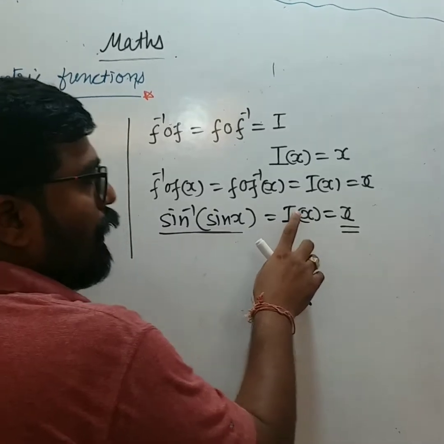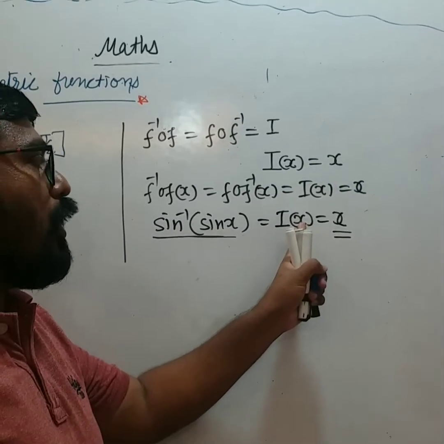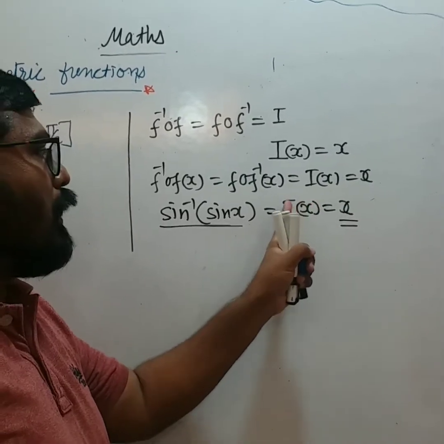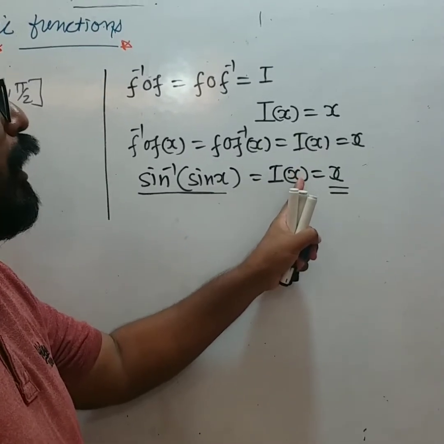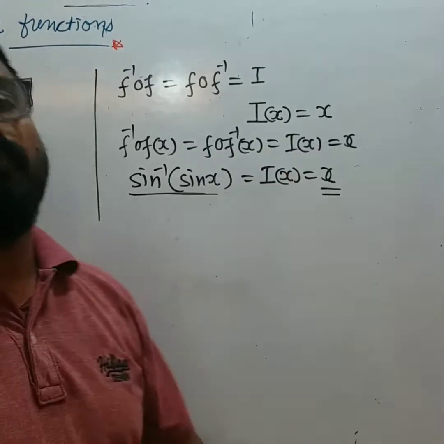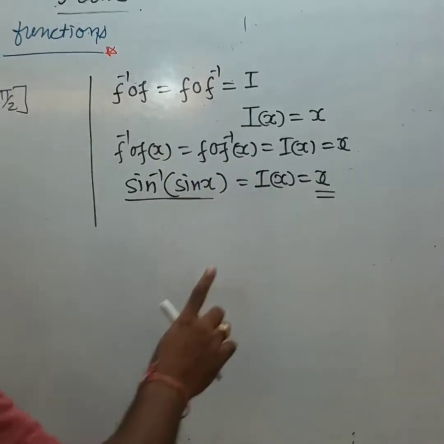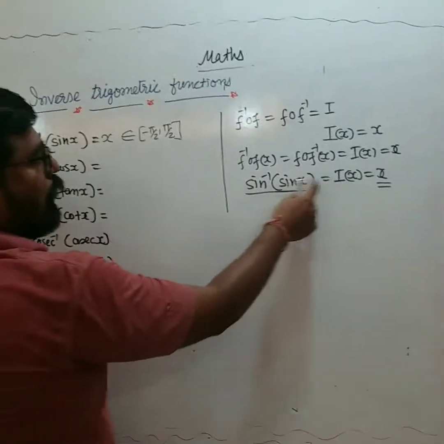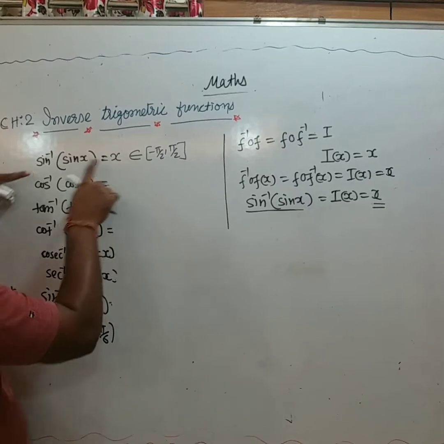Identity function is a function which gives us the same output. Input and output are same. That means identity function should not change the identity of the input value. Understood? So see here, this is identity function. Similarly here, sine inverse of sine x is equal to x.